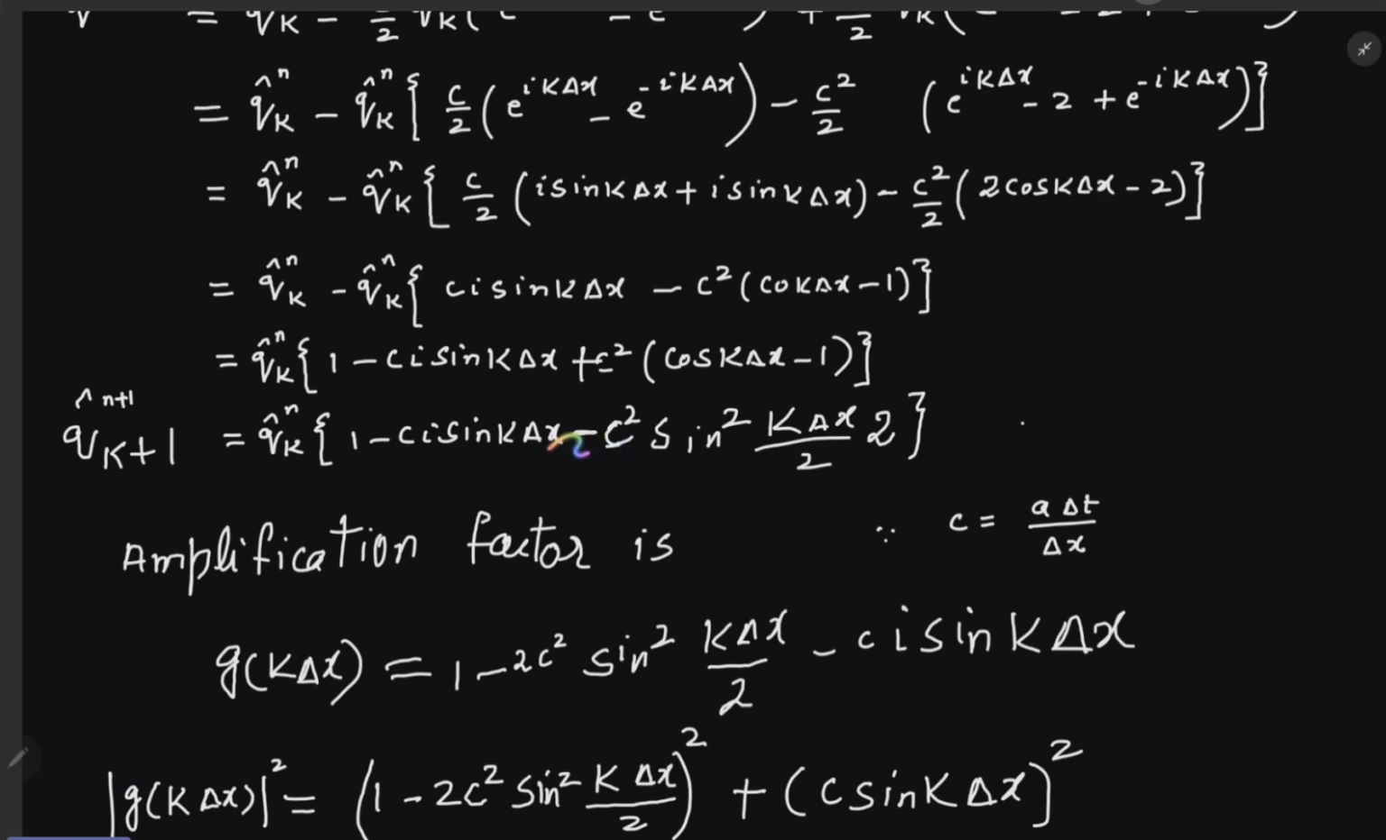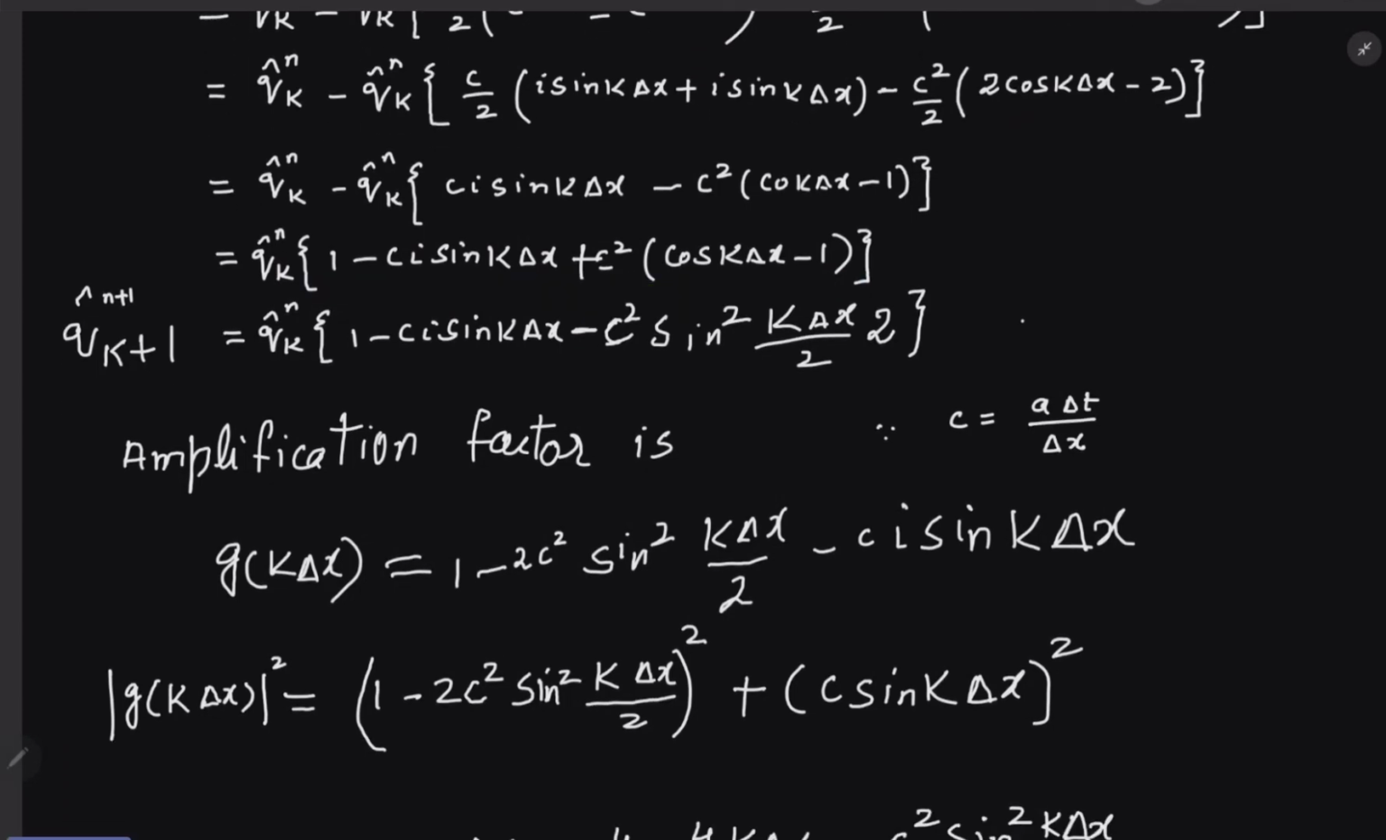After some simplification, we take q hat n k as common, and we write this equation like this. At the end, we have an amplification factor. This term is the amplification factor, and we usually call it G(k delta x). Some people also write this as capital G(k delta x). It is fine as long as it is the amplification factor.